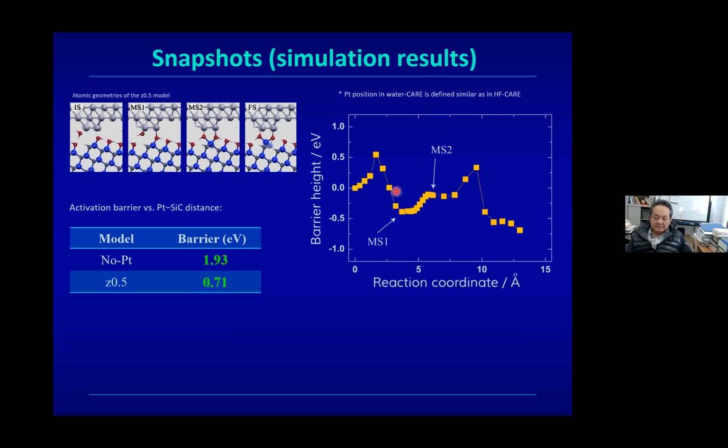This kind of stabilization is also important in this case. And this very high activation energy is the kind of evidence that silicon carbide cannot be dissolved into the water without any catalyst.